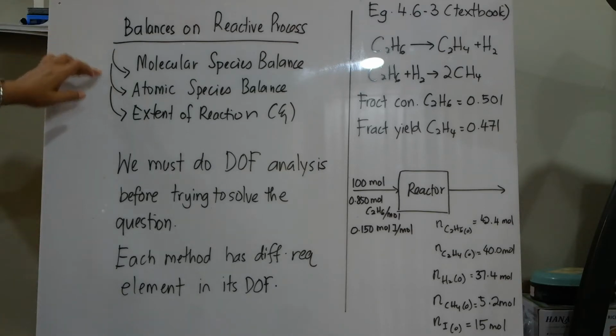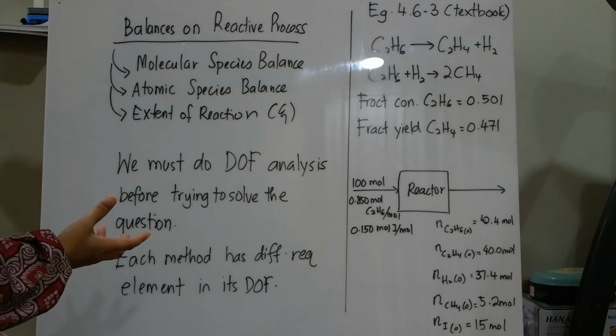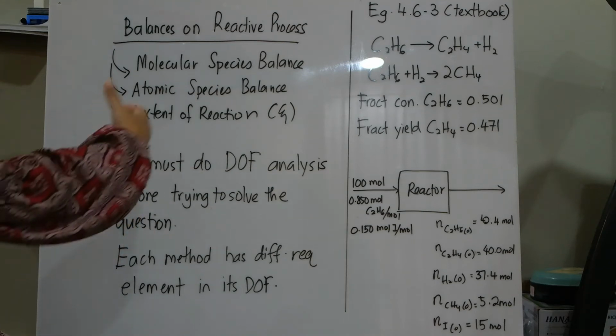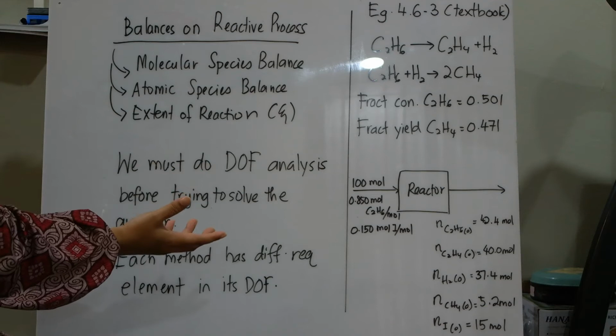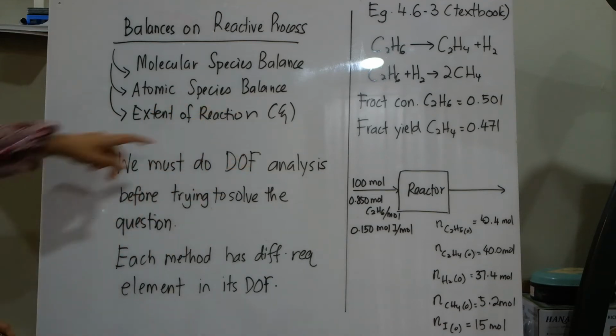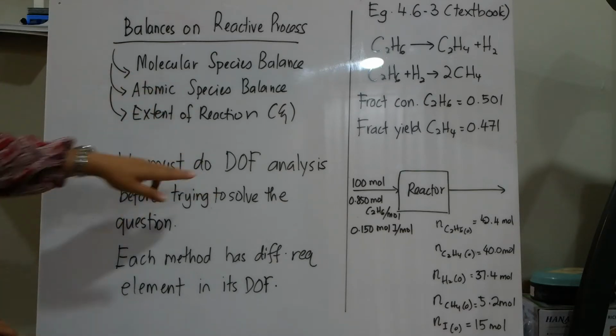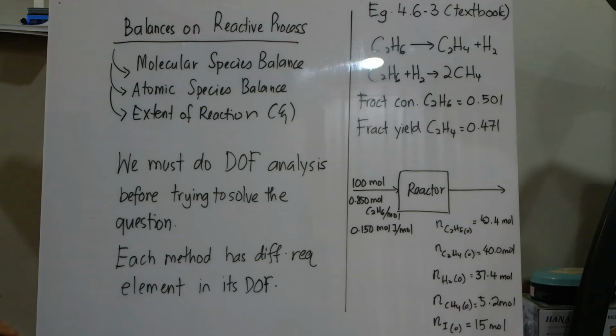Each of these methods has its own degree of freedom analysis. Before we solve our mass balance, the first thing we have to do, from the question, is draw our process flow diagram and label it correctly, right? And then we have to do our degree of freedom analysis. Remember? That's the same thing that happens in mass balance with reactive process, where you have to draw your process flow diagram and conduct your degree of freedom analysis.